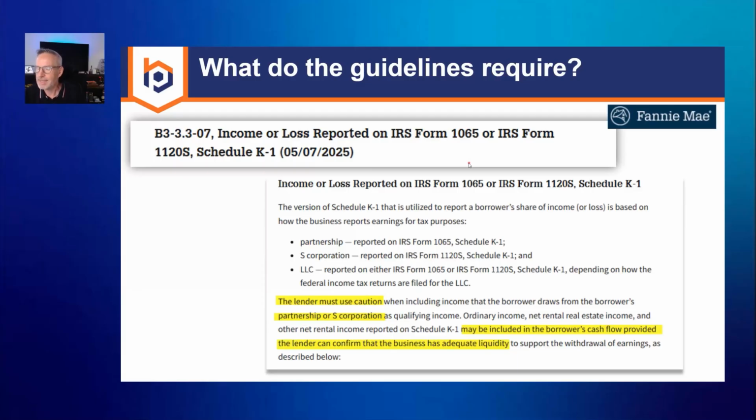And I think the main reason is you don't get a lot of FHA, VA, USDA borrowers that have K-1 businesses and corporations. They have Schedule Cs quite a bit. They're employed quite a bit.